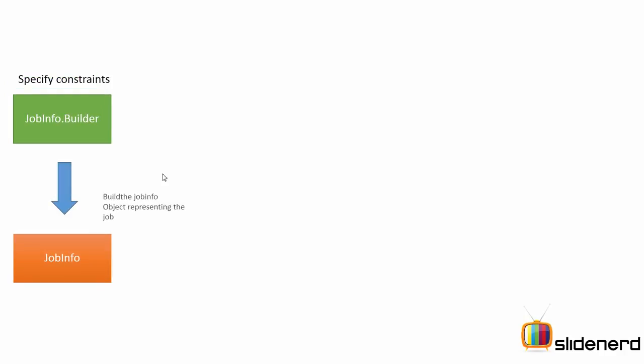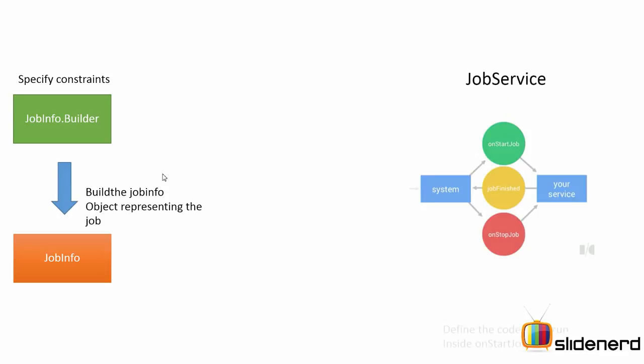Let's get a visual look on how the job scheduler API is supposed to be used in your app. First, define the constraints that you want with the help of the JobInfo.Builder class. Now use the build method on this class to create a JobInfo object that contains all your constraints. Then define a class that extends JobService. Inside the onStartJob method, you will define the work that you want to do. It runs on the main thread by default. If you want to do it on the background thread, create an async task over here.